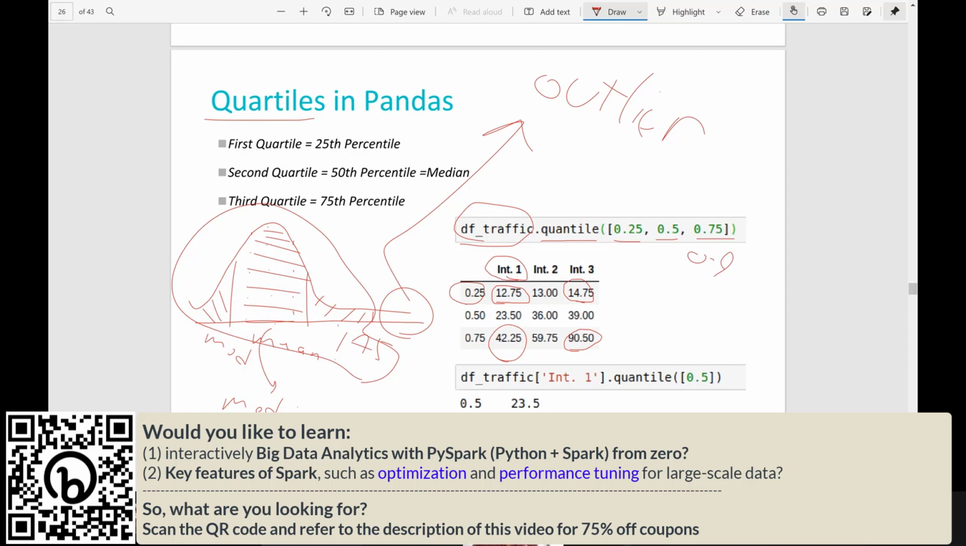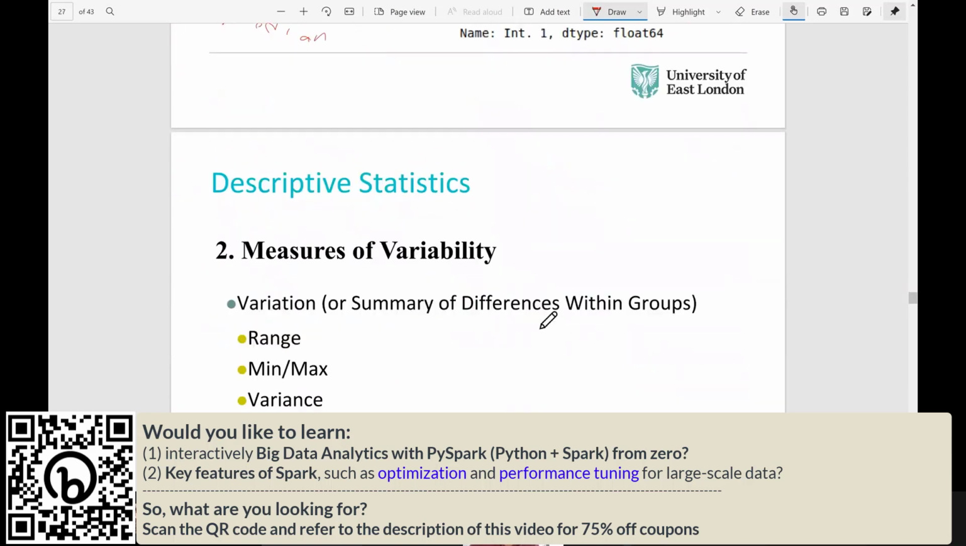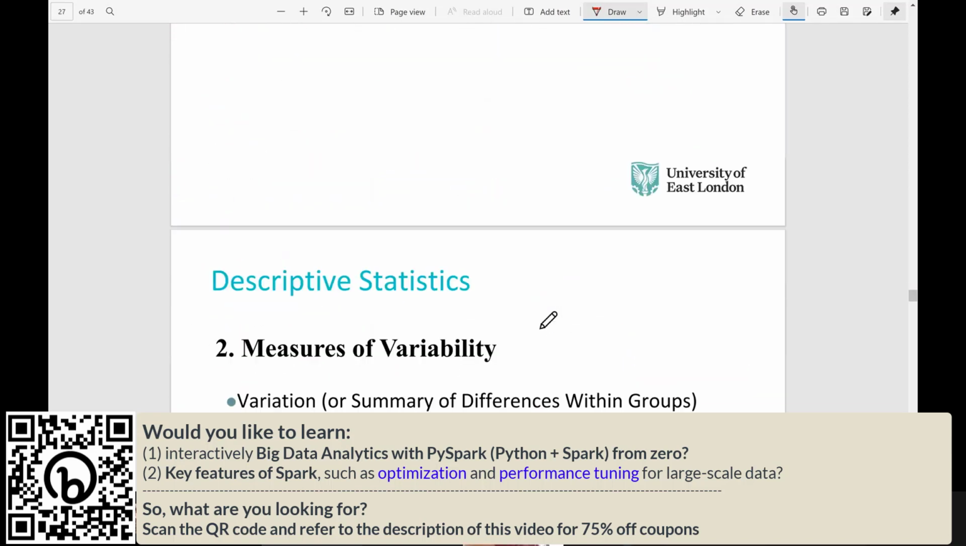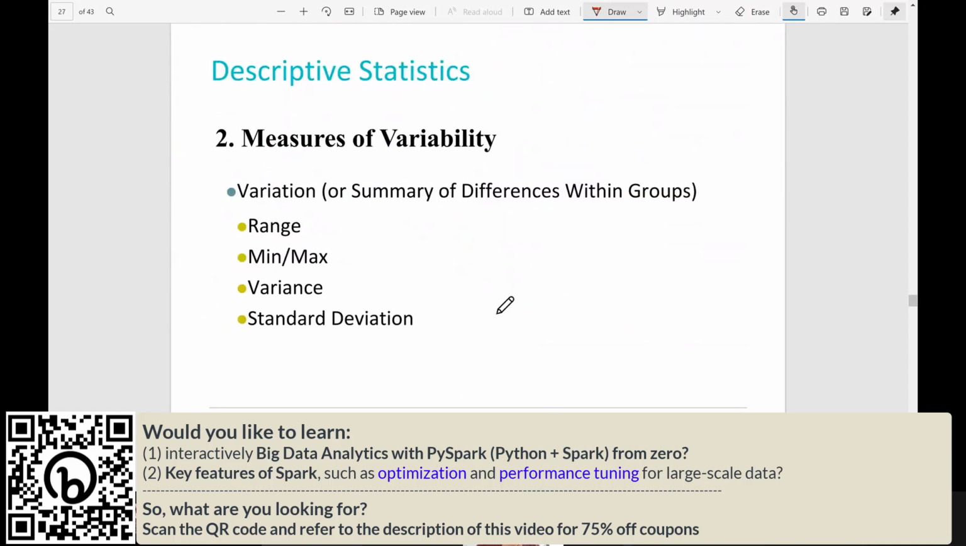So guys, these are really important. You just need to practice. It's really easy. Once you practice, this set of information would be really easy to understand. So it's done, percentile and quartile. Let's move on with measures of variability. Variability talks about variation or a summary of differences within groups.